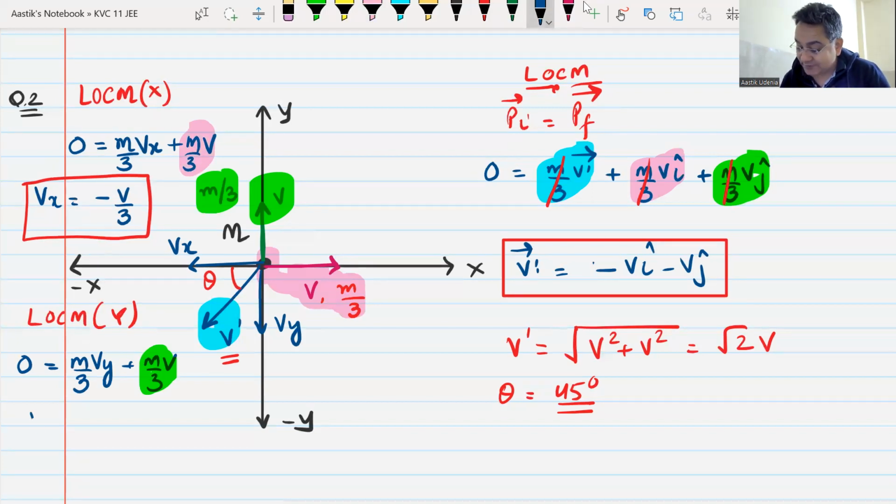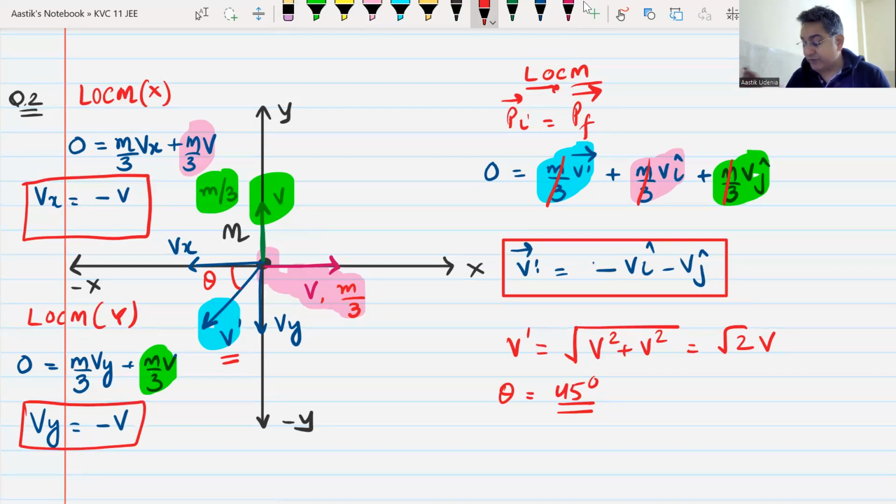From here, we can see that you will automatically get Vy as minus V, not V by 3. Vx is minus V, Vy is minus V. So you do it the left hand way or you do it the right hand way, both the answers are going to come similar. Everyone has understood this? I'll give you 2 minutes to note this down. So then let's move forward.